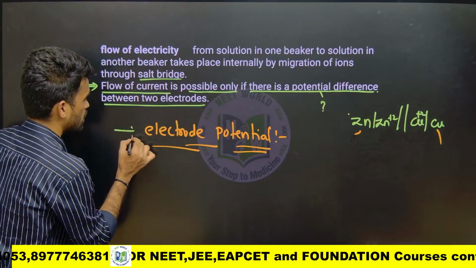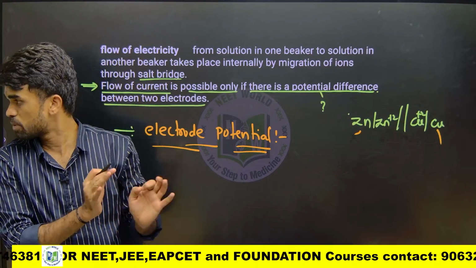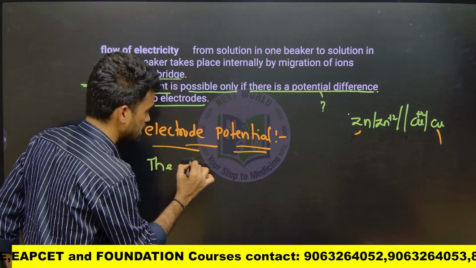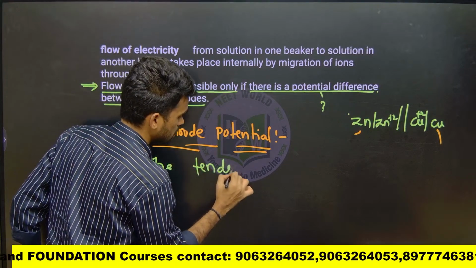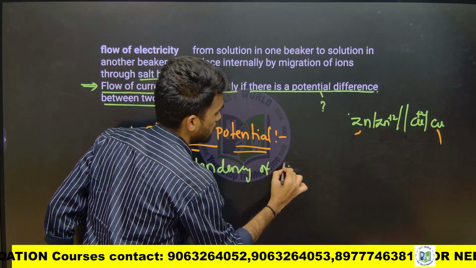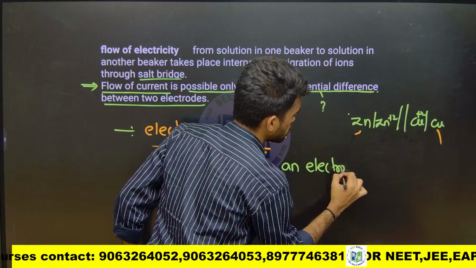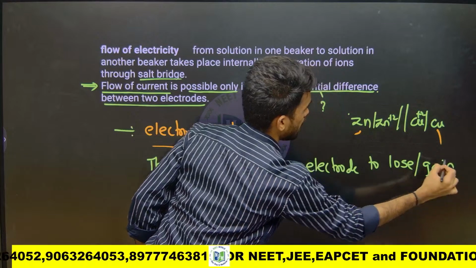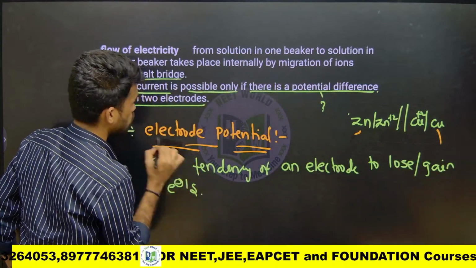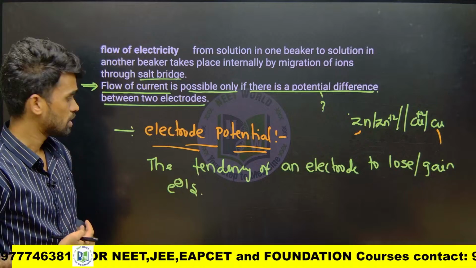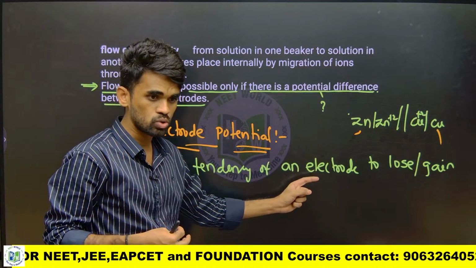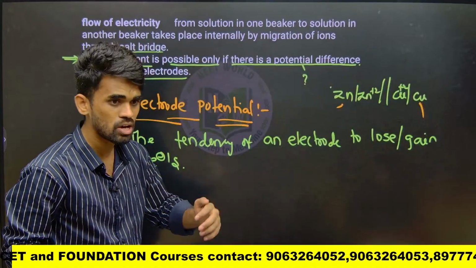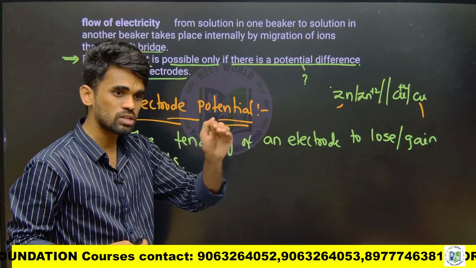So what do we mean by electrode potential? In simple words, we can define this as the capacity or the tendency of an electrode to lose or gain electrons. Losing of electrons we call oxidation. Gaining of electrons we call reduction.